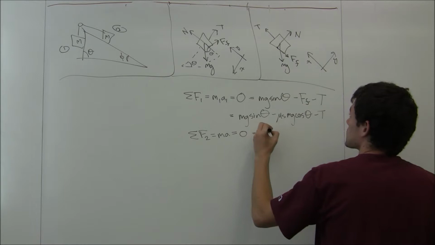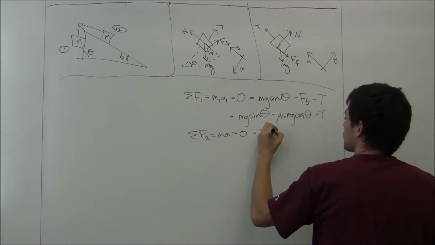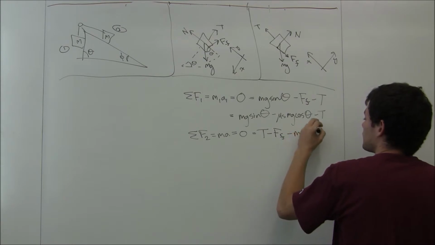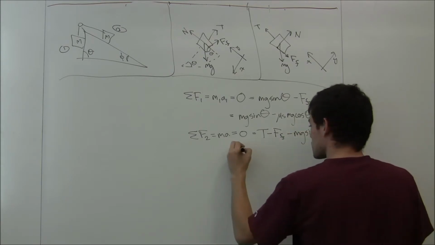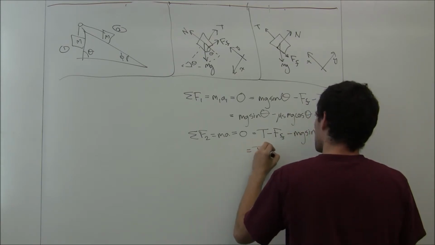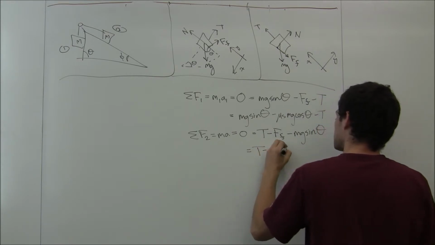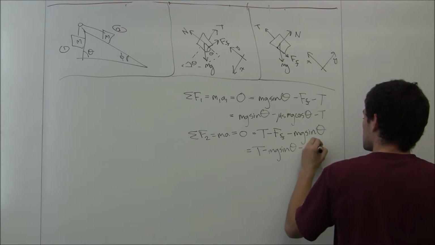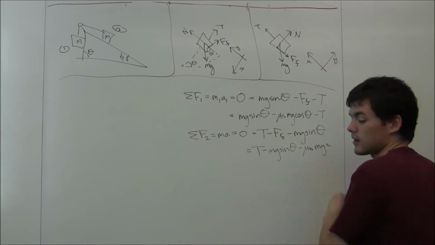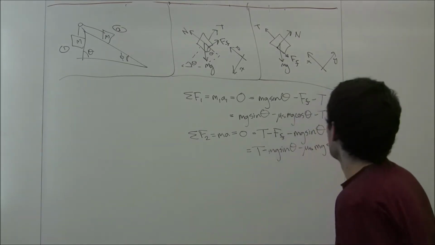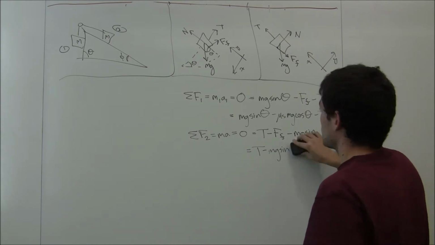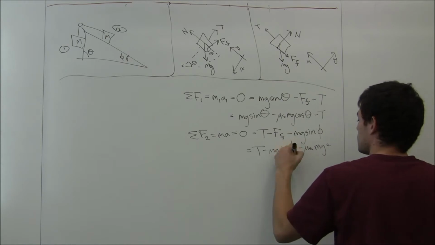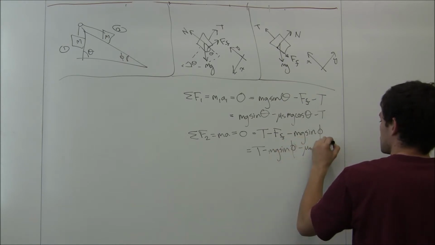This is going to be tension minus force of friction minus mg sine theta. And now again we have the force of friction that we can plug in for. We have tension minus mg sine, and this is phi, because this is for this angle. So mg sine phi minus mu sub s mg cosine phi.